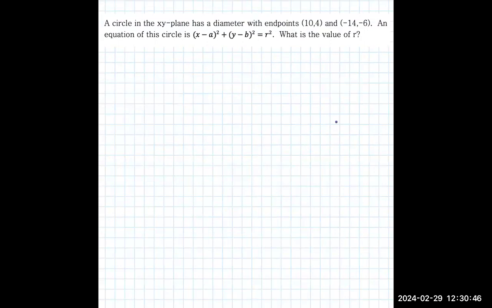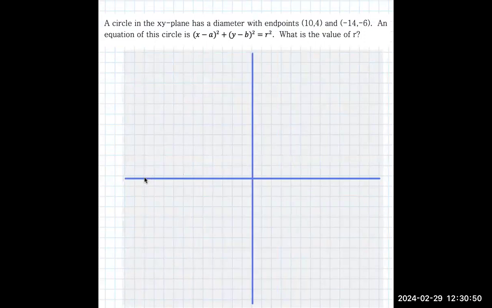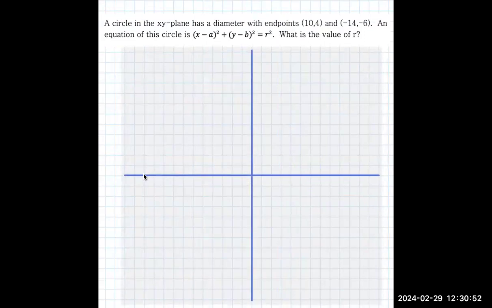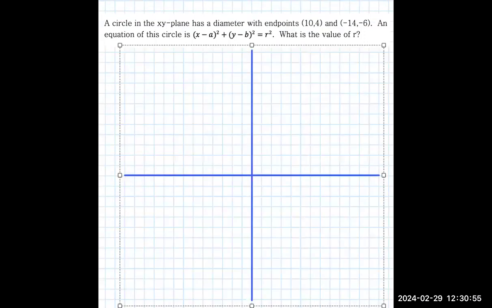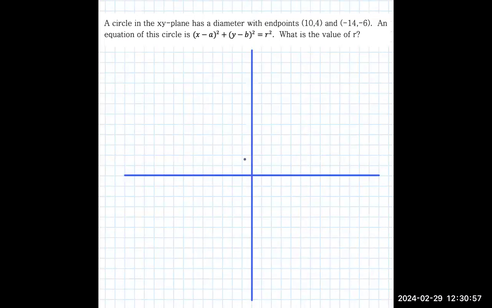This question is discussing a circle with endpoints at (10, 4) and (-14, -6). So let's just imagine that circle for a second. 1, 2, 3, 4, 5, 6, 7, 8, 9, 10. 1, 2, 3, 4. So that's one endpoint.